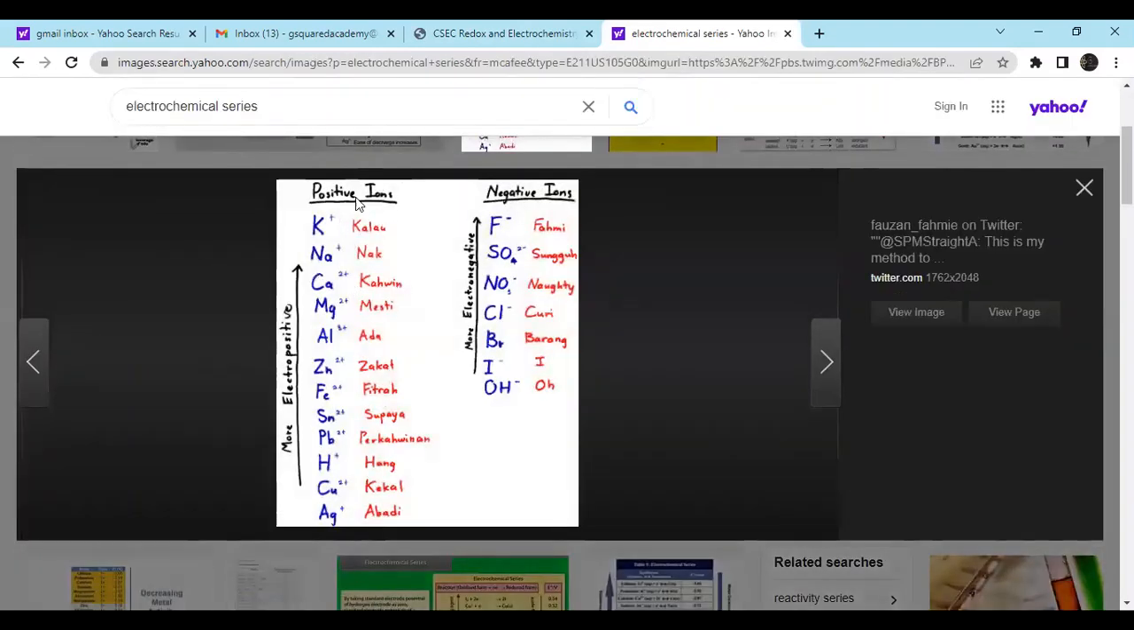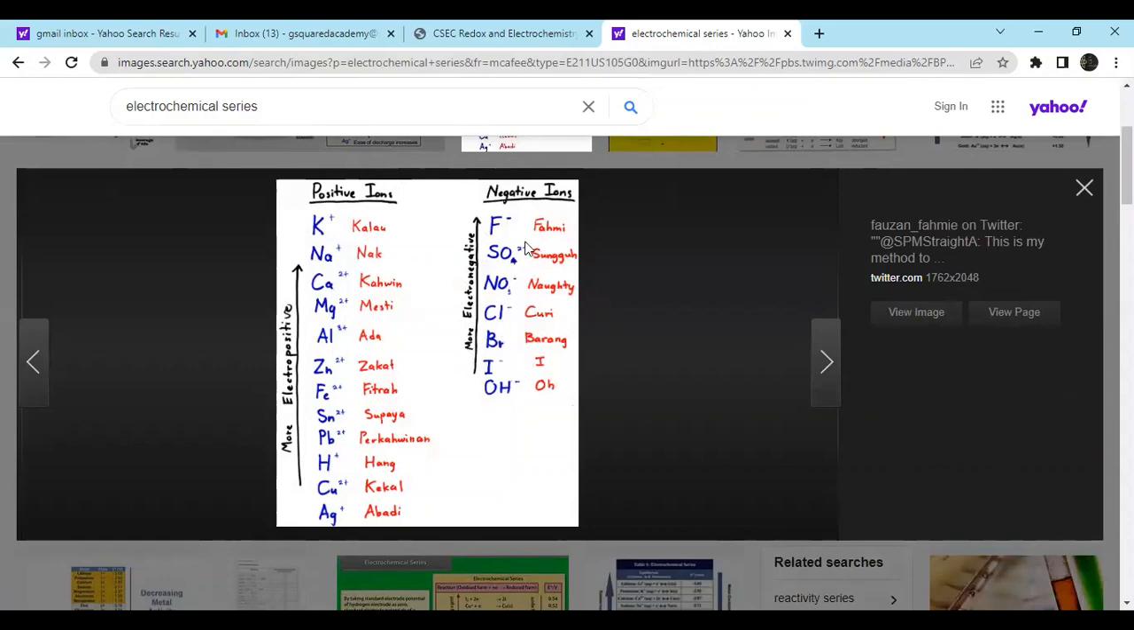There it is. So this is the electrochemical series. Let's just use this. Now notice here that in this electrochemical series, hydrogen is above copper, which means that if you have hydrogen and copper, the copper will discharge. The one which is lower down will discharge in this series. Over here, the one which is lower down will also discharge. OH is at the bottom.